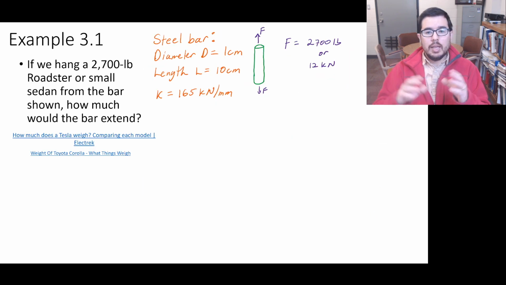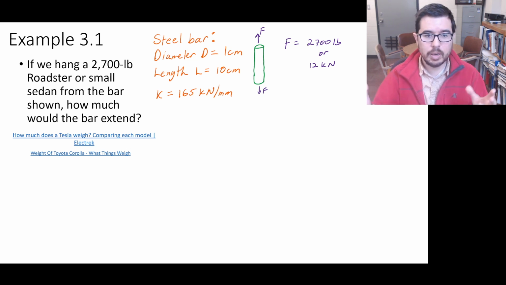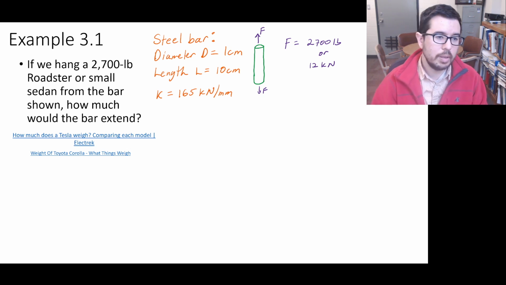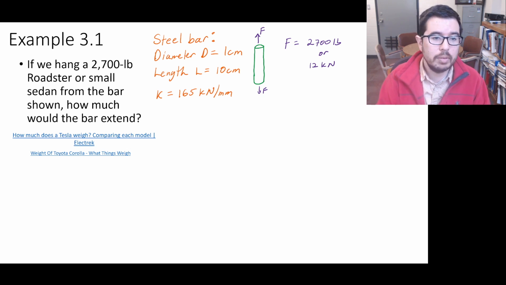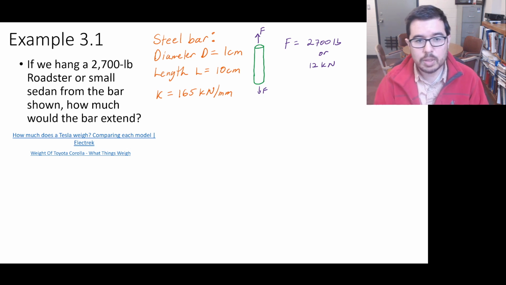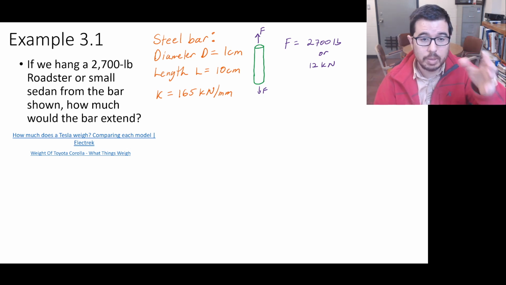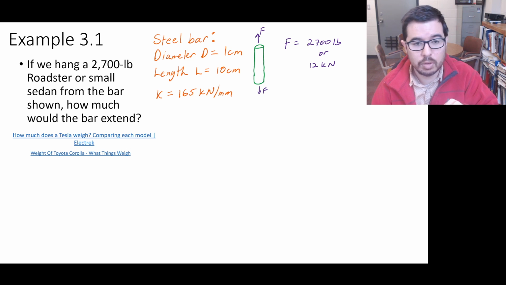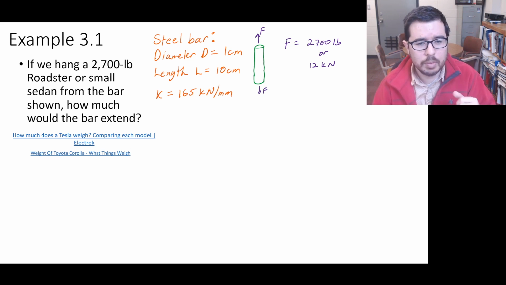So let's do an example. It's pretty simple, straightforward. Spring with a mass. So if we have a mass, or a weight, better said, I guess, of 2,700 pounds, which is the same as 12 kilonewtons, and that's a force that's being applied to this bar we've been talking about with a stiffness of 165 kilonewtons per millimeter, how much will the bar extend? So what does this look like?